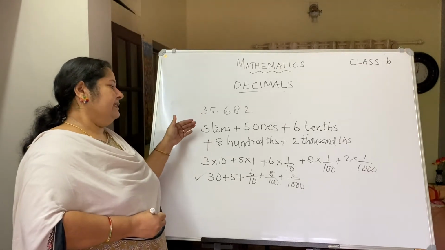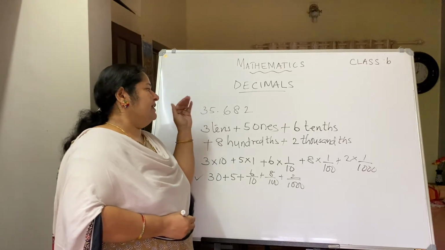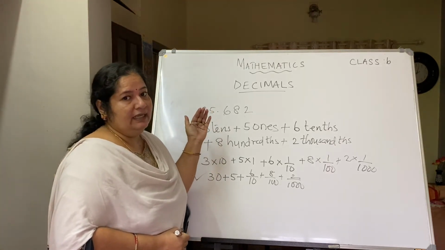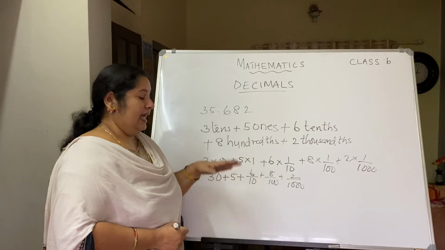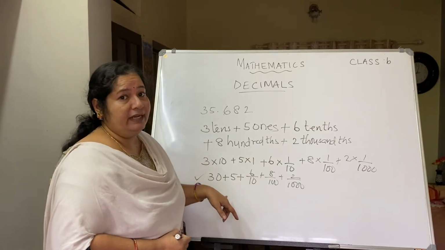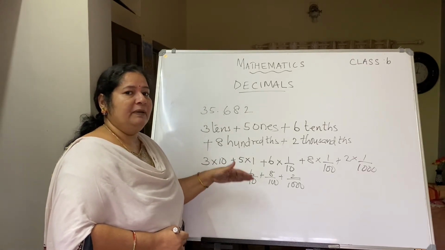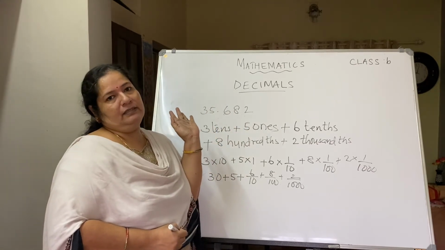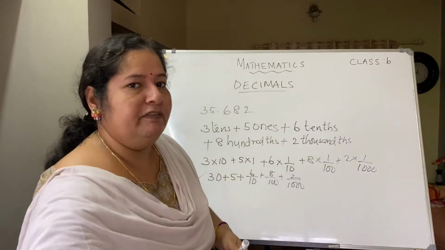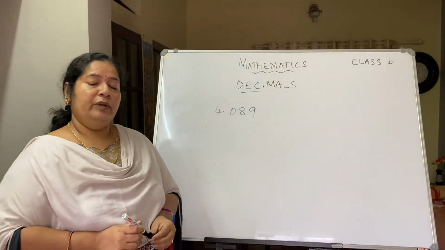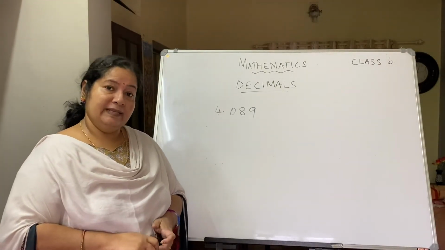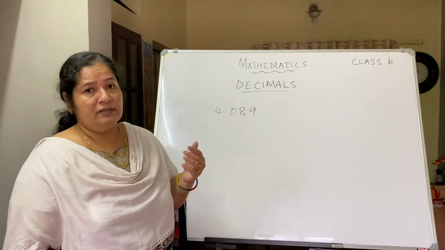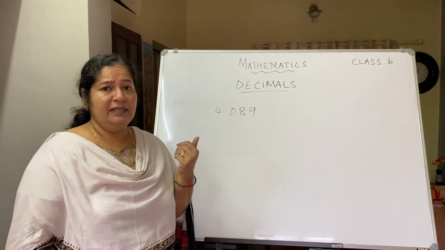You read it as 3 tens plus 5 ones plus 6 tenths plus 8 hundredths plus 2 thousandths, and then the value will be read as 30 plus 5 plus 6 by 10 plus 8 by 100 plus 2 by 1000. One more example we will see. Now how do you read this number? Read this decimal. 4 point, is it 89 only because there is no digit over there in the first place?